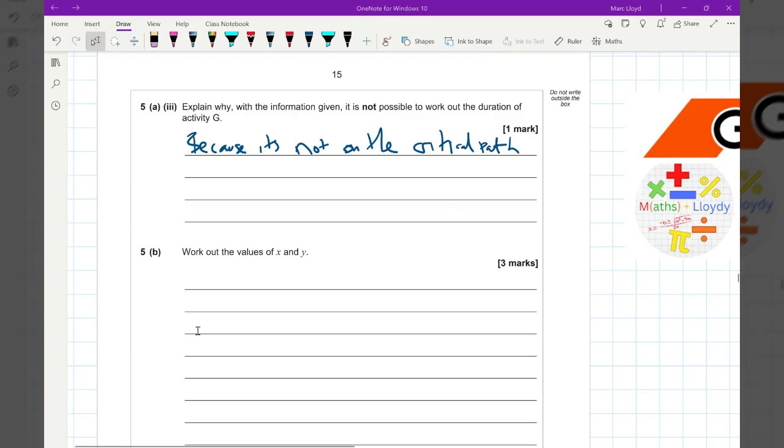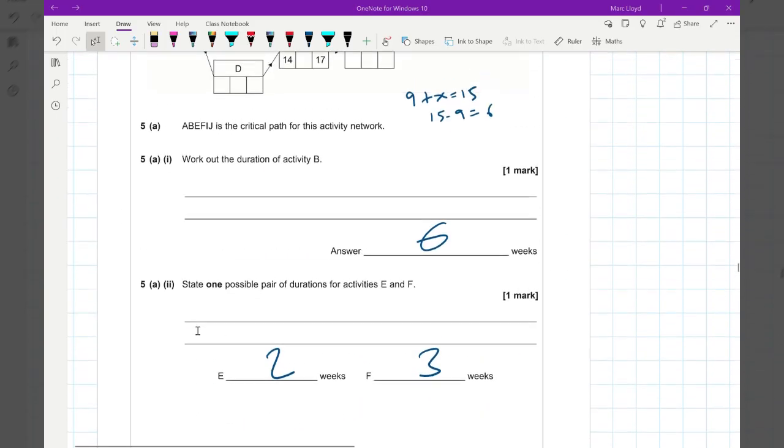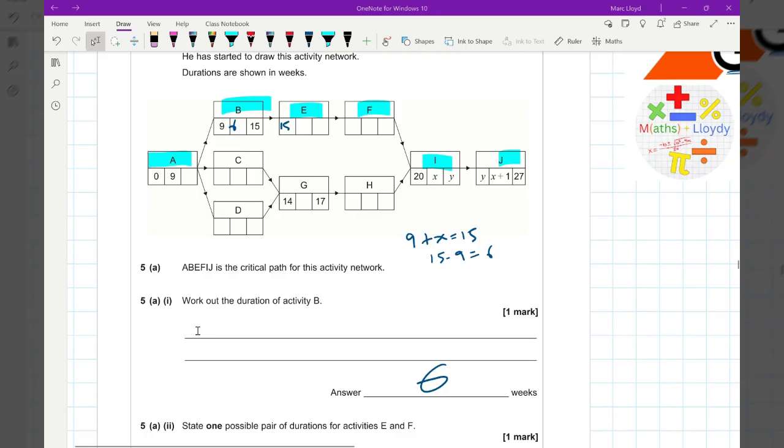So part B, work out the values of X and Y. So 20 plus X should equal Y. And then Y plus X plus 1 should equal 27.